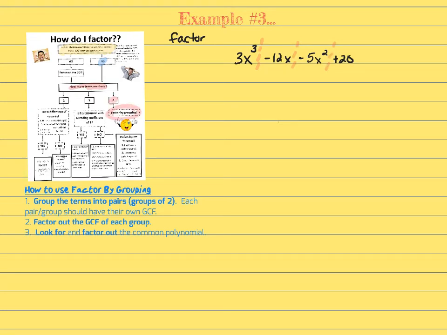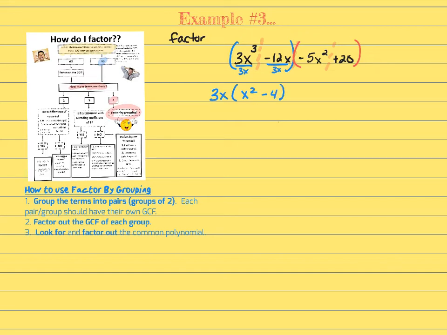So with factor by grouping, we always want to make sure that if we group them into pairs of 2, those pairs of 2 would have a GCF. Now it works out nicely with this one. The first one does have a GCF, right? 3x cubed and -12x. They have a 3x in common. So if I divided, or in other words, factored out the 3x, I'd be left with x squared minus 4.